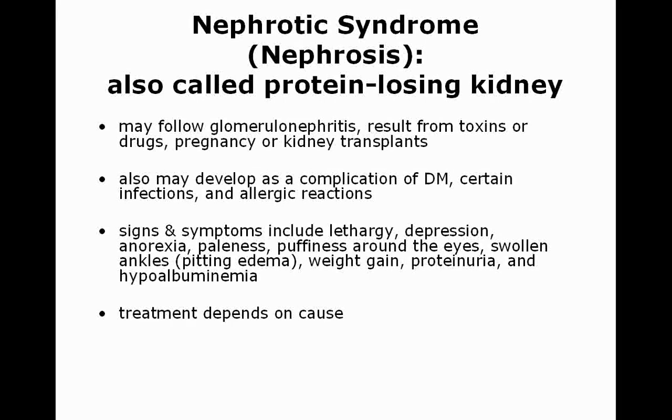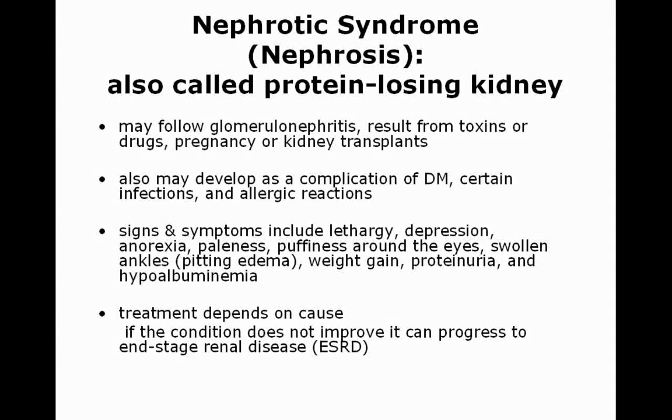The treatment of the nephrotic syndrome is focused on the underlying cause of the nephrotic syndrome. If the nephrotic syndrome is not controlled, it will eventually progress to end-stage renal disease, where the patient has to either have a kidney transplant or be on chronic dialysis.